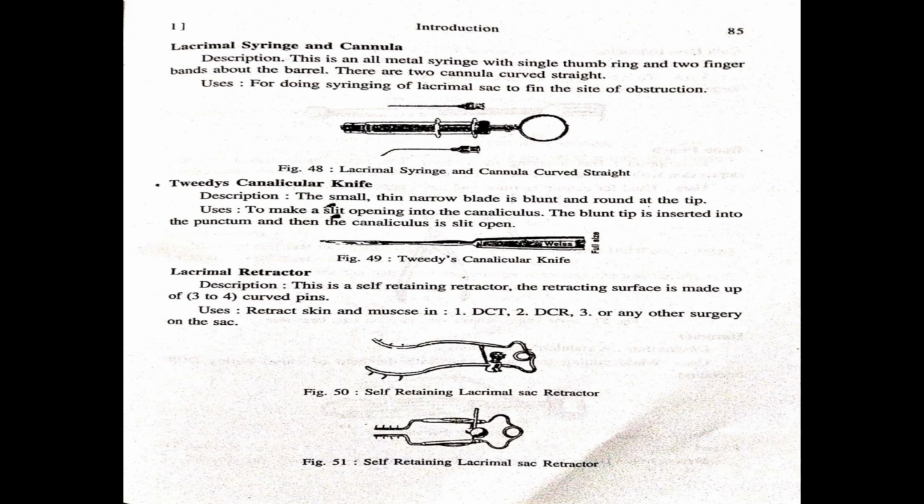Description: this is a self-retaining retractor. The retracting surface is made up of 3 to 4 curved pins. Uses: retract skin and muscle in 1. DCT, 2. DCR, 3. or any other surgery on the sac. Figure 50, self-retaining lacrimal sac retractor. Figure 51, self-retaining lacrimal sac retractor.